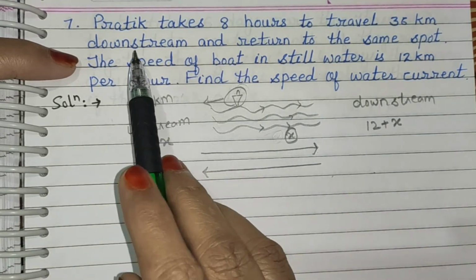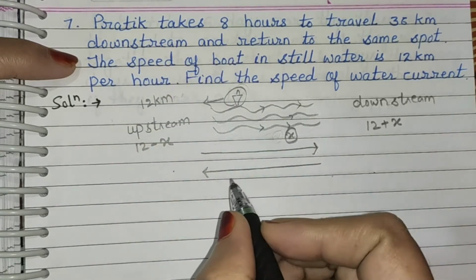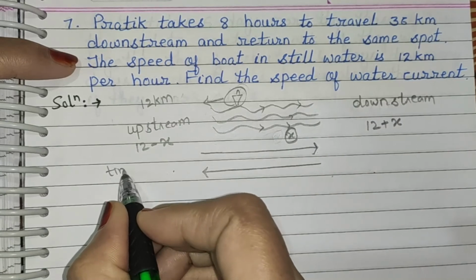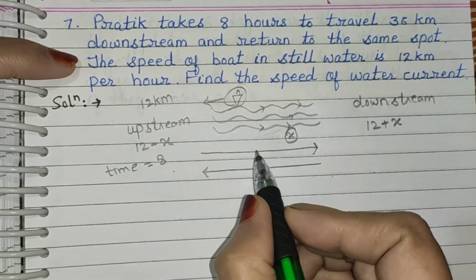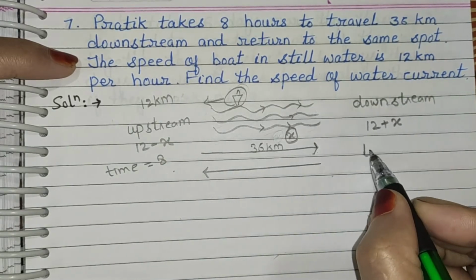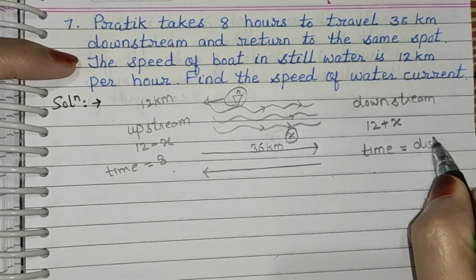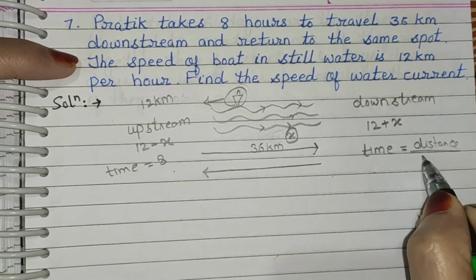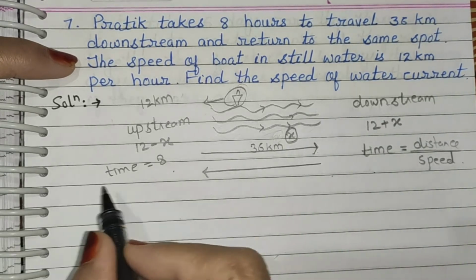Now, read the question again. Pratik takes 8 hours. Now, the time is given here. Time taken 8 hours, 36 km. It is the distance. Now, we know that the formula time is equal to distance upon speed. Now write down the answer.